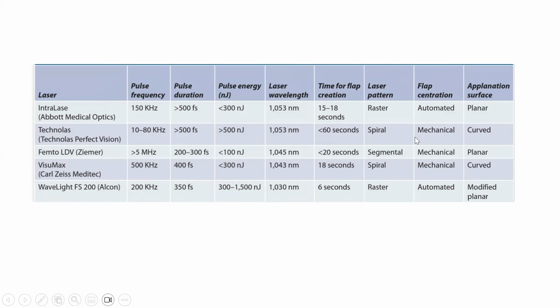Some of them use a spiral system, some of them use a raster system or a segmental system. There is a difference in the applanation surface in most of them. The Intralaser has a planar applanation surface. Wavelight FS Alcon has modified planar, whereas the Technolas and Visumax have a curved applanation surface.